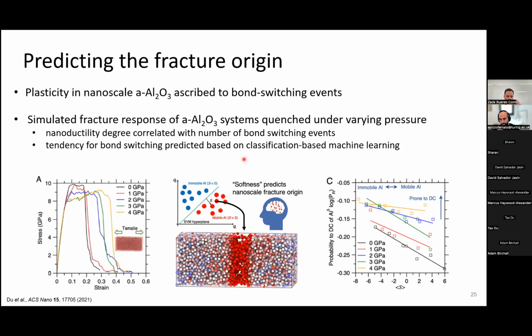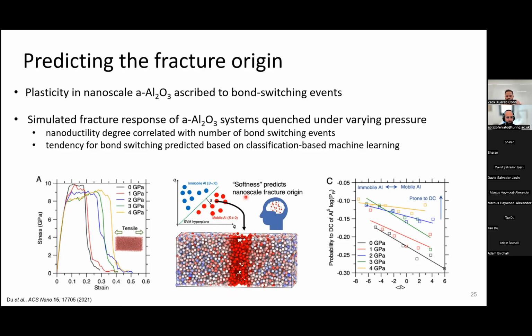But then we use this classification-based machine learning to classify these atoms here as either mobile or immobile. And this is a concept also coming from the literature that I will mention in a moment. What we can see is that we can also use it to predict, based on the training, the mobility of these atoms from the static structure before we apply the load, and how that relates to the fracture origin in this case.